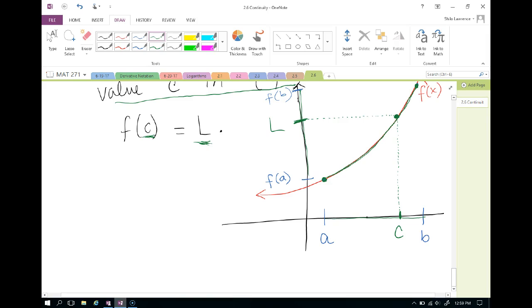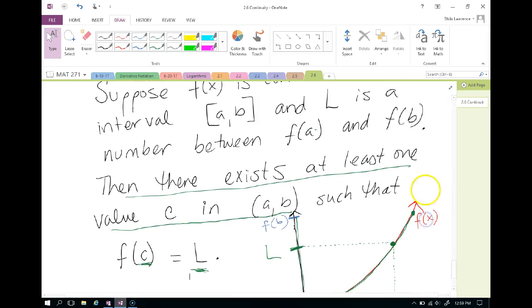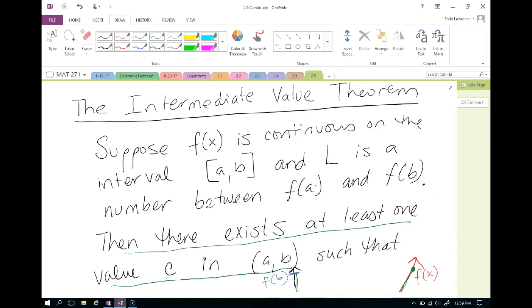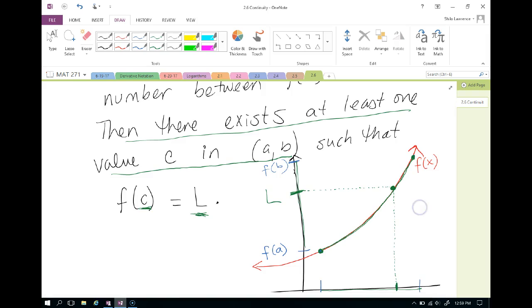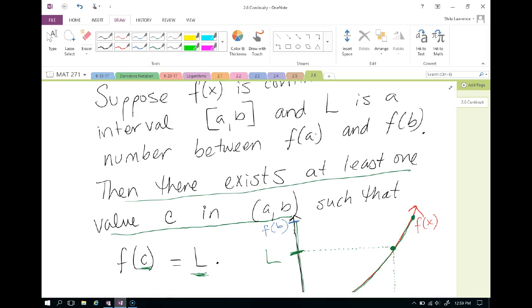So you may remember that from algebra class. We'll come back to this again in a later chapter, but they talk about it briefly here in this section just because it's a direct result of learning about continuity.